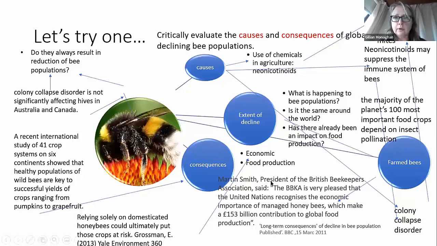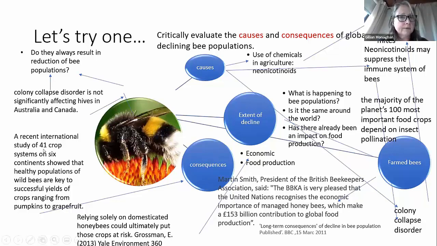Pretty big consequence. But Martin Smith, he's the president of the British Beekeepers Association, and he was talking about how the United Nations has recognised the importance of managed honeybees. They contribute 153 billion to the global food production, so there's an economic consequence here. But maybe these managed bees are our solution. If we can manage bees, if we can farm bees, we can keep them away from the neonicotinoids, we can keep them away from pathogens and parasites, perhaps. Would that be solving our problem?